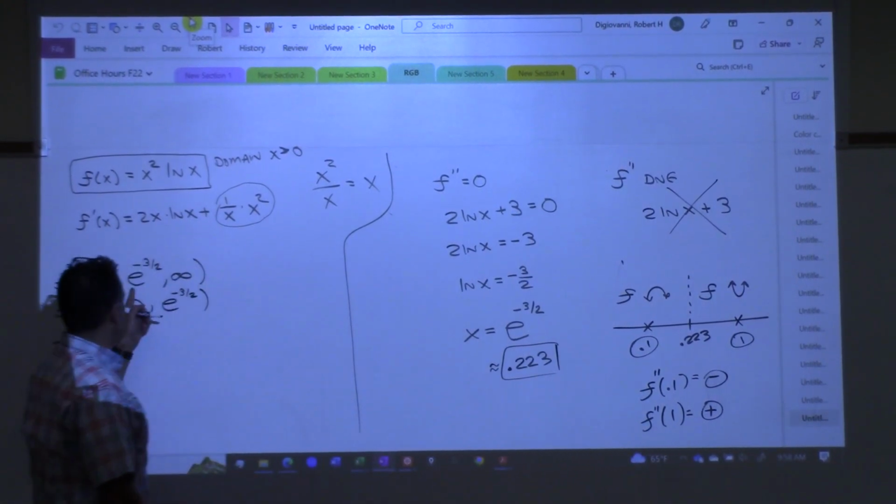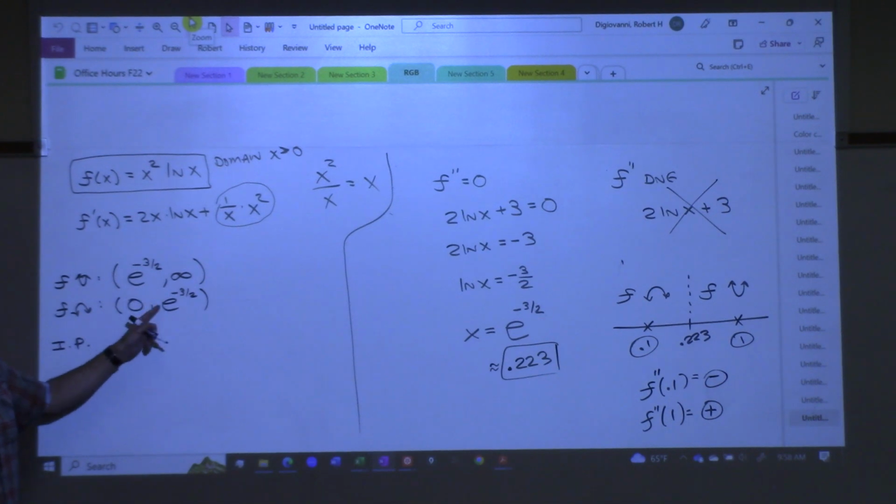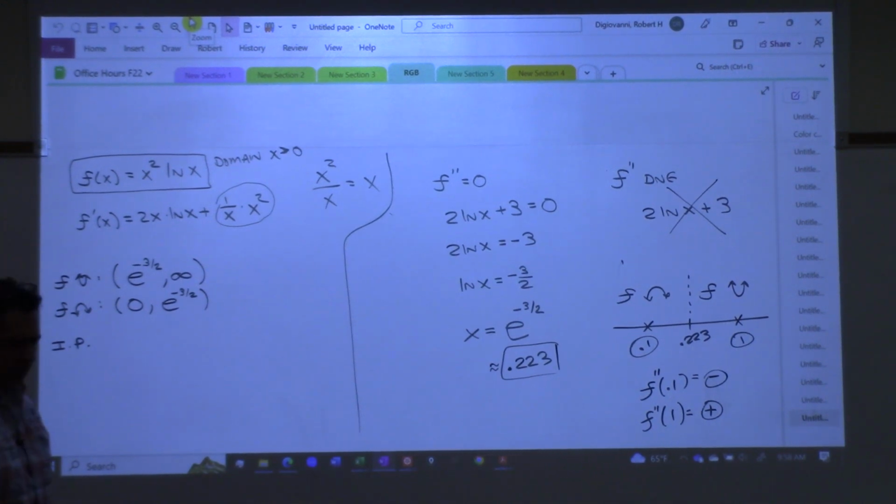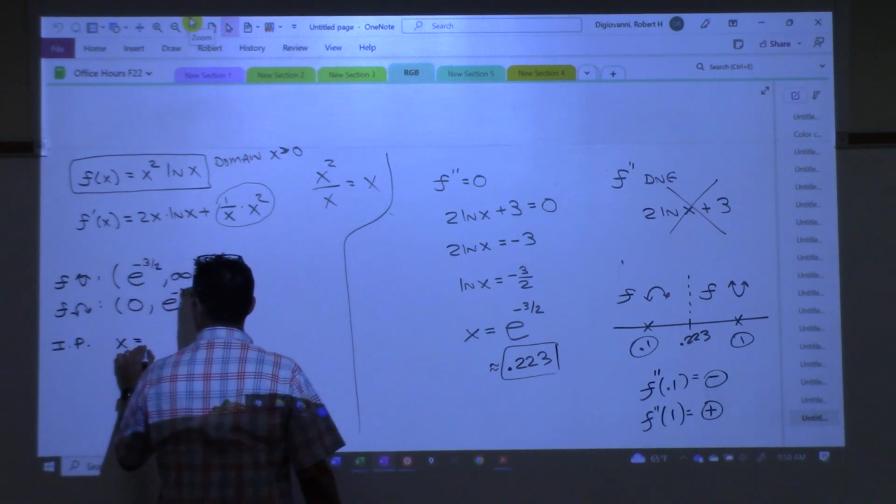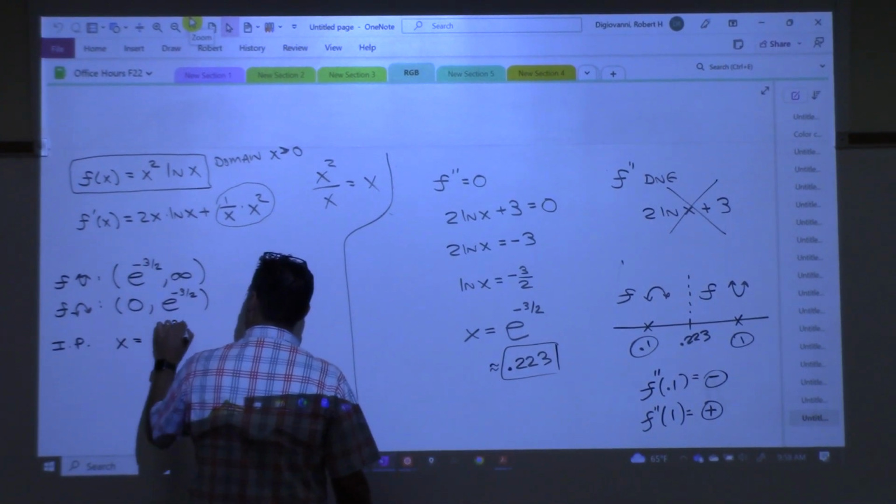And again, instead of doing this, you could put the 0.223 or whatever we had. Do we have any inflection points? Where? At x equals 0.223, right? Or e to the negative 3 halves.